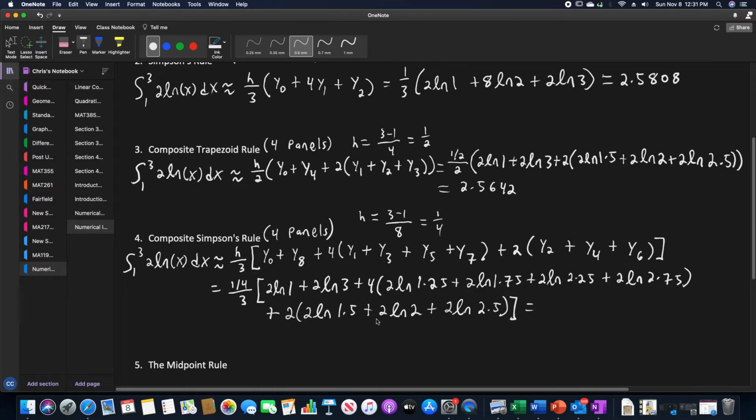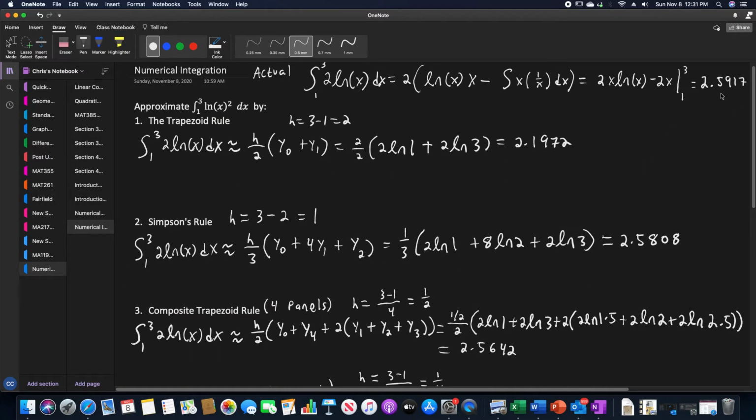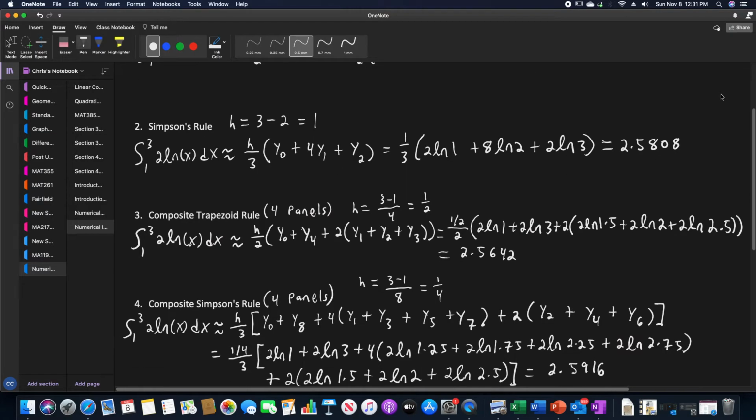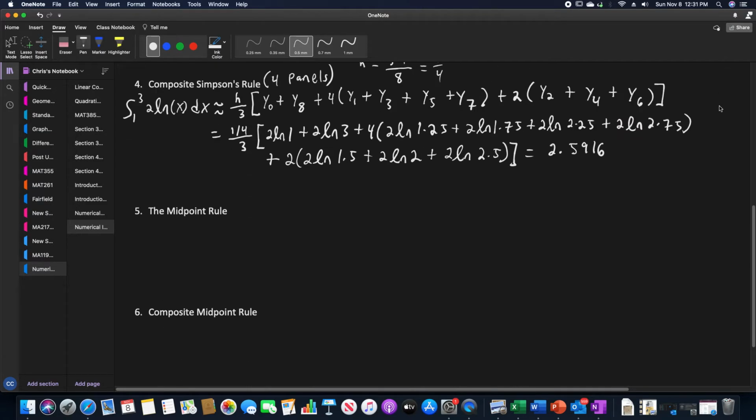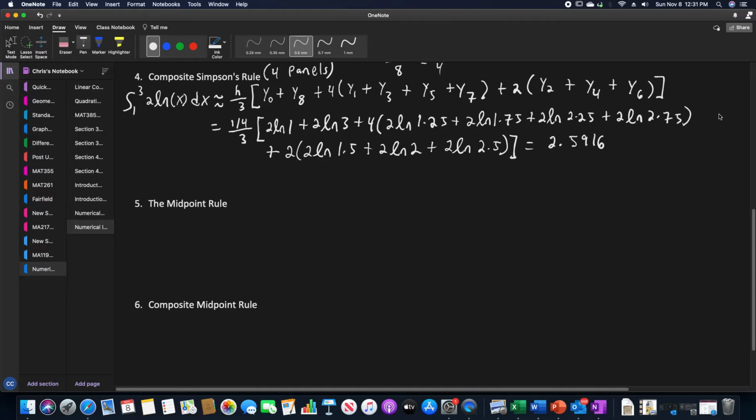If we were to put this entire thing into a calculator, you would get an answer of 2.5916, which, as you can see, is better than the composite trapezoid rule and the regular Simpson's rule. The actual answer was 2.5917, so pretty close. I got 2 more here.